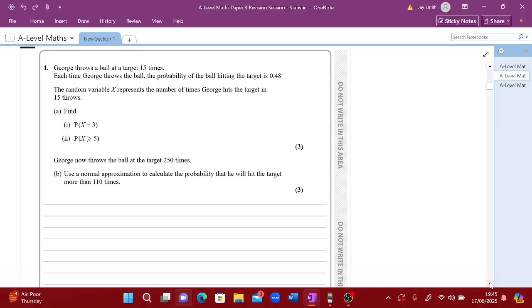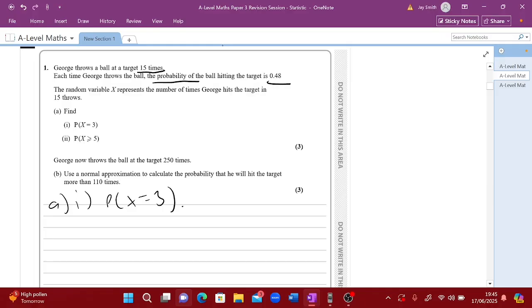So we are told George throws the ball at a target 15 times. Numbers are going to be important here, obviously. Each time George throws the ball, the probability is 0.48. The random variable X represents the number of times George hits the target in 15 throws. Part A, find the probability that X equals 3.